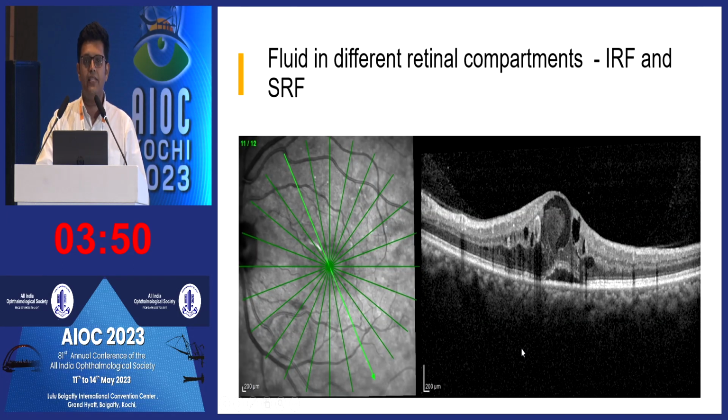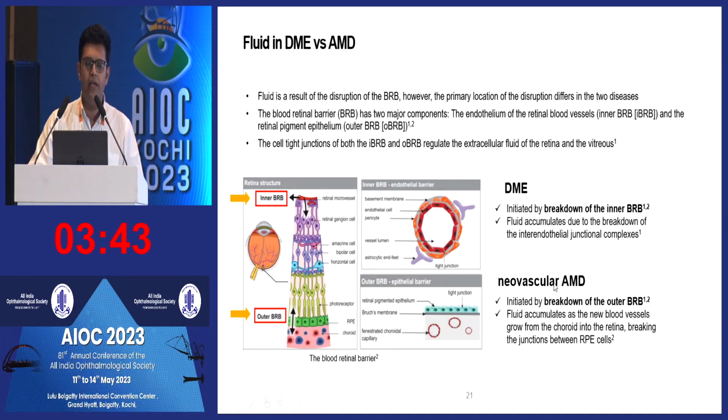The second important point is the presence of fluid in different compartments, the intraretinal and the subretinal fluid, and there is a difference between the fluid in a diabetic macular edema case versus an AMD case. In a diabetic macular edema, it's primarily because of the breakdown of the inner blood retinal barrier, whereas in an AMD case or a neovascular AMD case, it's because of the damage to the outer blood retinal barrier.